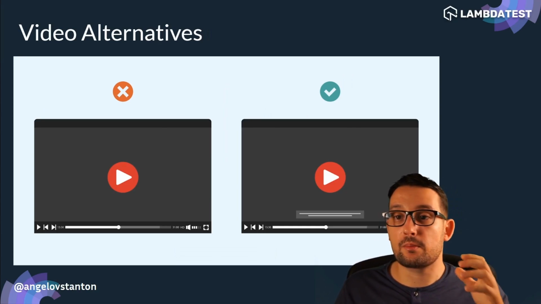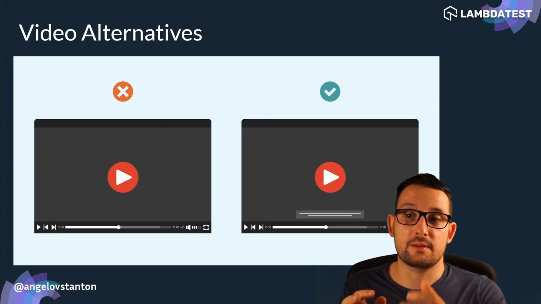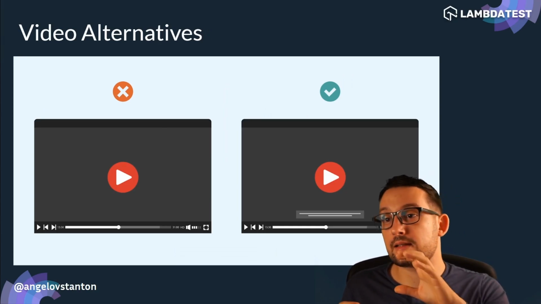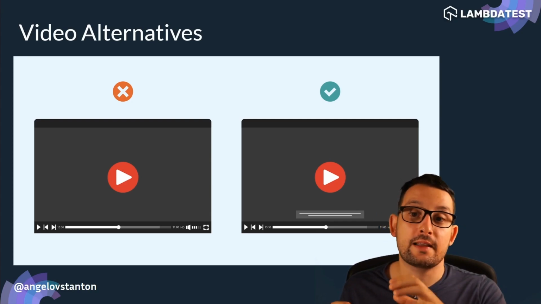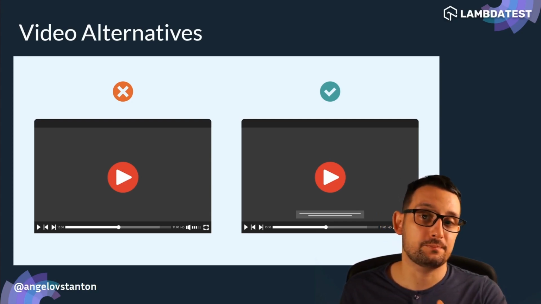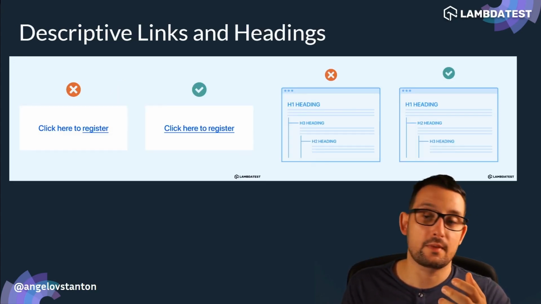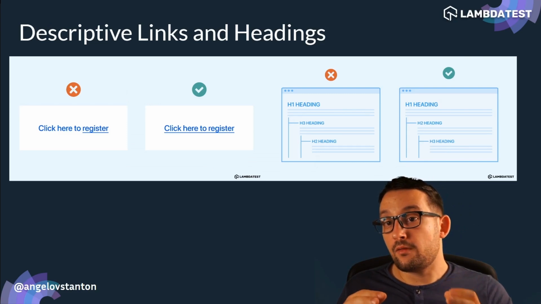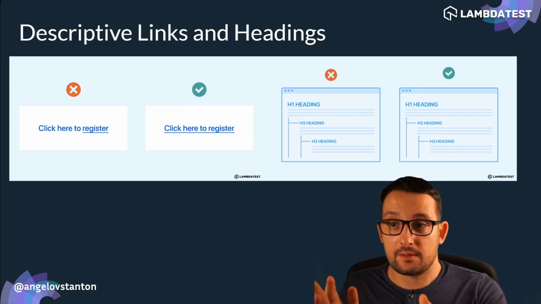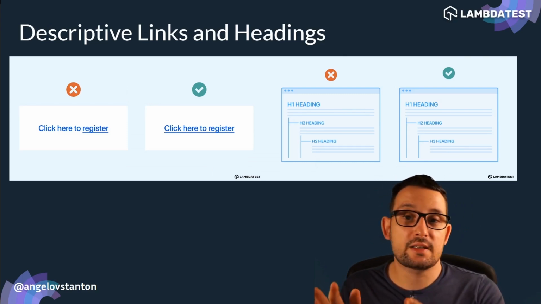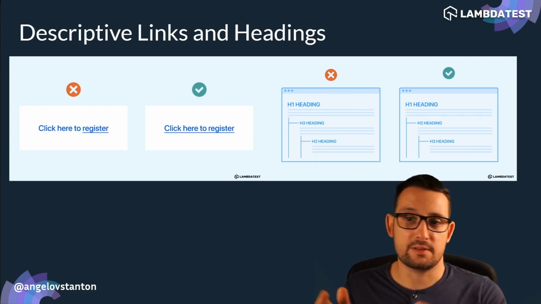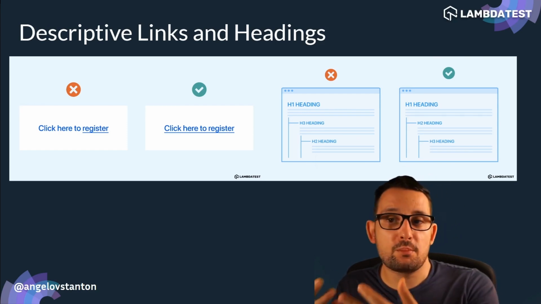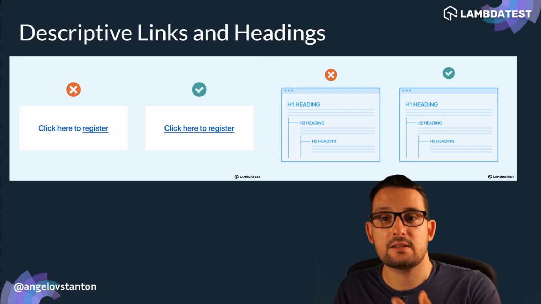For videos, provide captions and transcripts to ensure content is accessible to users who are deaf or hard of hearing. Avoid generic links like "click here." Instead, use meaningful descriptions like "learn about accessibility guidelines," which improves both usability and SEO.